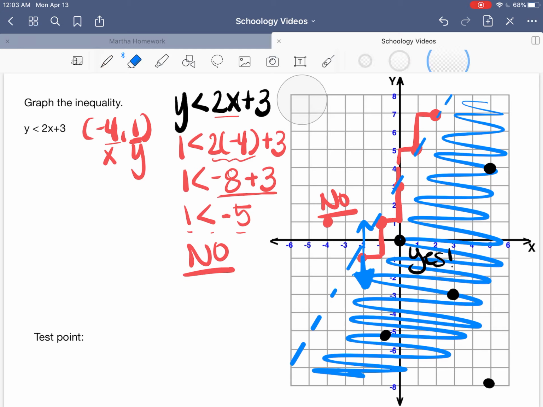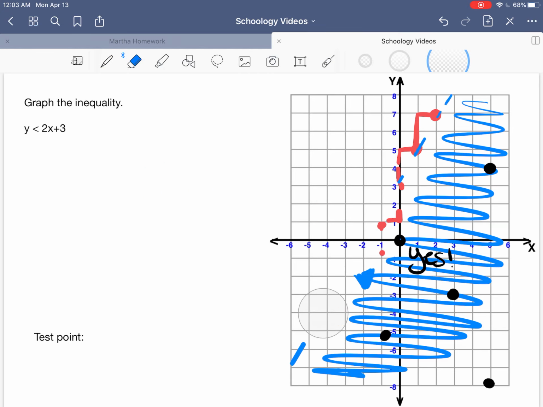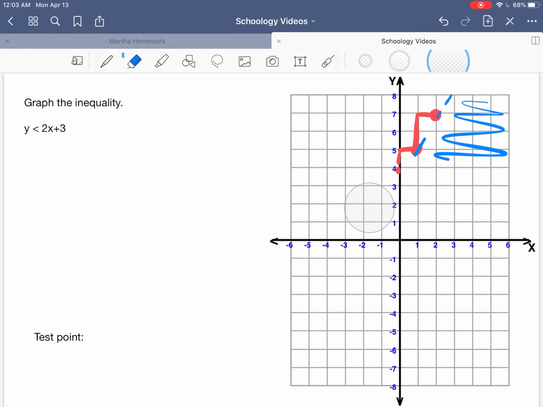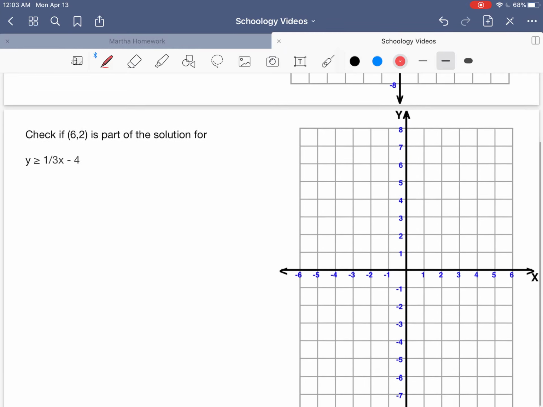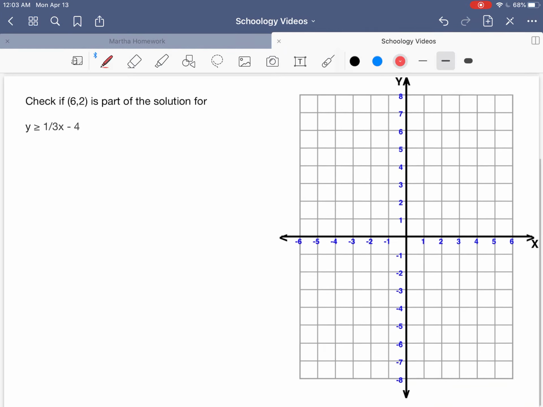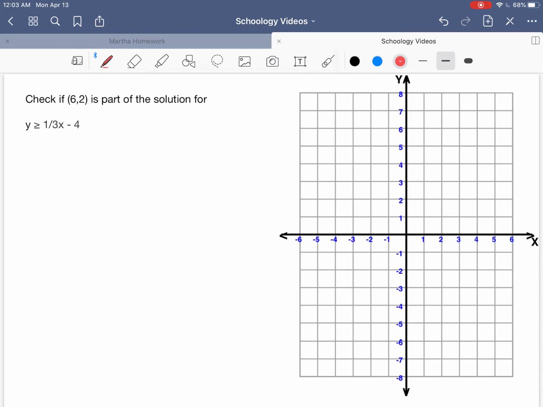All right, let me give you guys one more example. Let's work it out backwards. Let's do the algebra way first, then check the graph. All right, so I'm asking here, is 6, 2 part of the solution of this inequality here? So I'm checking to see if 6, 2 is part of my solution. All right, let's do the math way first. Let's do the algebra way. I'm going to check if 6, 2 is part of my answer.